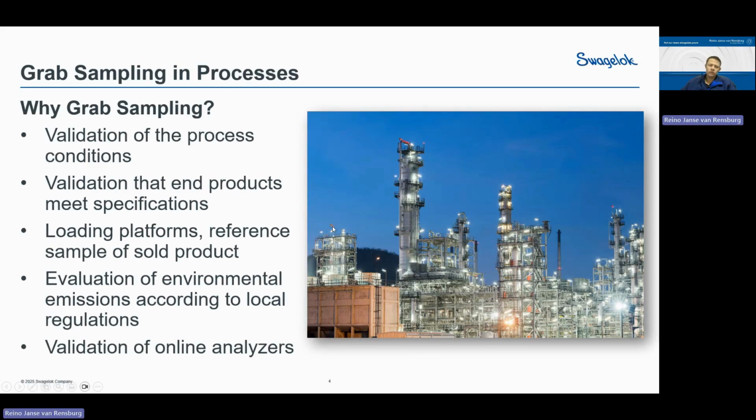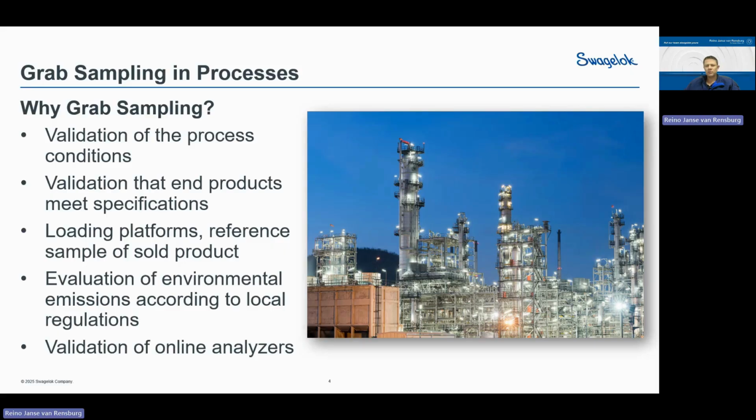Okay, so why would you use grab sampling? Firstly, you want to validate your process conditions, so you want to make sure whatever you're producing is up to standard. Then you want to validate, whenever you send out products to a customer, that it meets the end customer specifications. Loading platforms and reference samples of sold products are something you want to keep a record of. Then also for evaluating environmental emissions according to local regulations, for example water going into sewer systems, to make sure it doesn't fall outside of regulations.